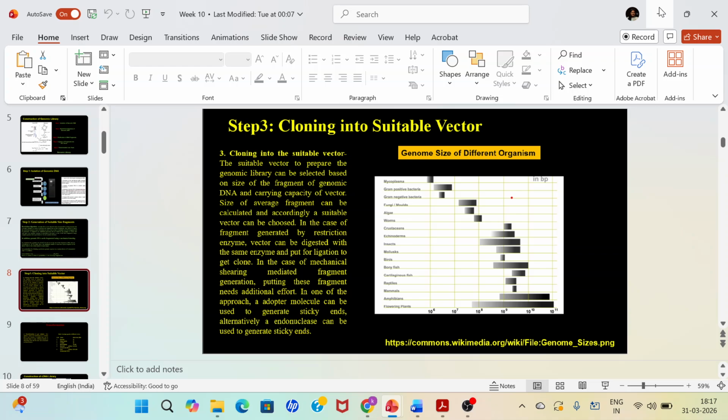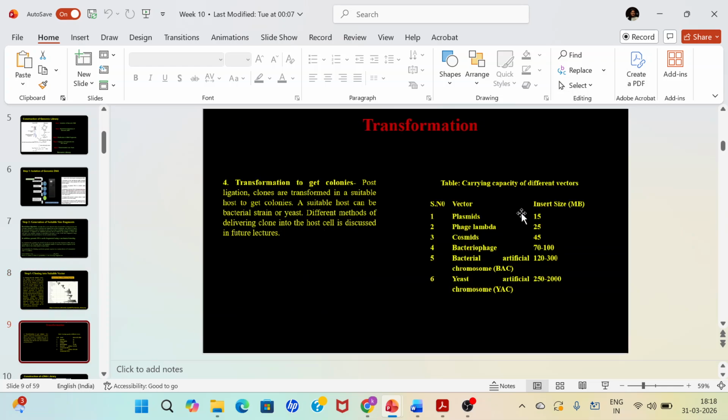In case of mechanical shearing mediated fragment generation, putting these fragments needs additional effort. In one approach, an adapter molecule can be used to generate sticky ends. Alternatively, an endonuclease can be used to generate sticky ends. So these are some other approaches when we are doing mechanical shearing of the DNA to make the fragments. Okay. Next, the transformation is done.